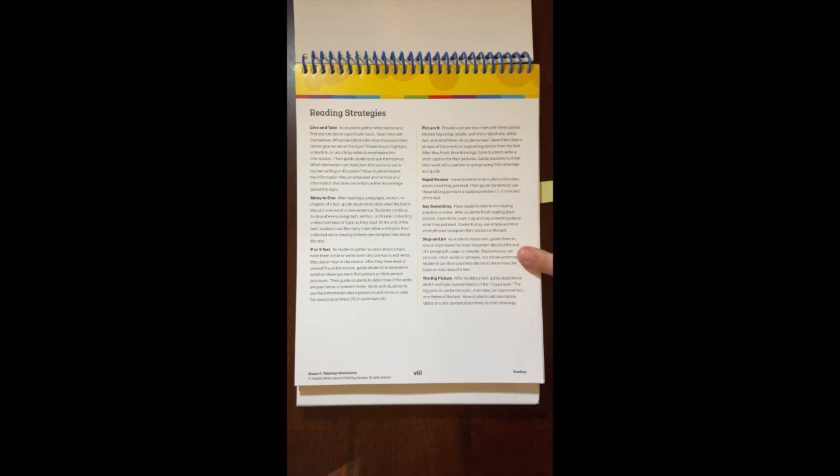So stop and jot. I'm going to read this one quickly. As students read a text, guide them to stop and jot down the most important detail at the end of a paragraph, page, or chapter. Students may use pictures, short words, or phrases, possibly even a whole sentence. Students can then use these details to determine the topic or main idea of the text. So again, for students who are struggling with main idea and supporting details, maybe that stop and jot reading strategy would be something to implement.